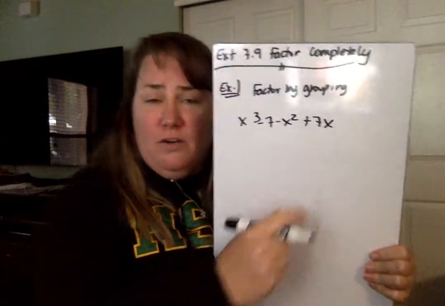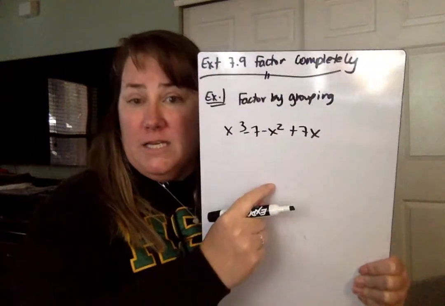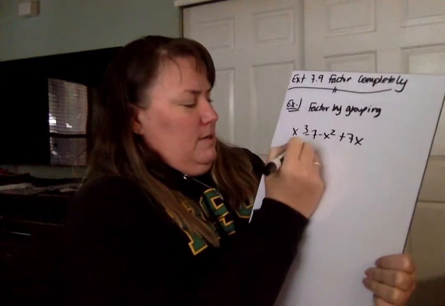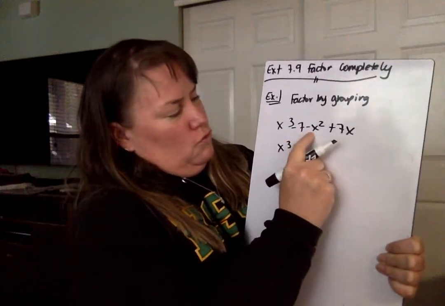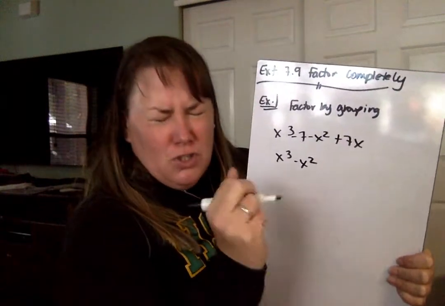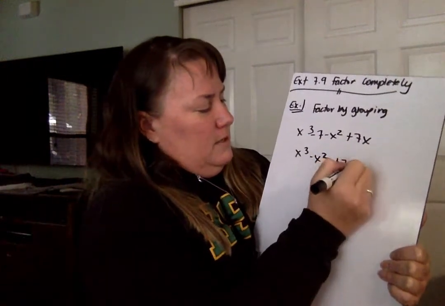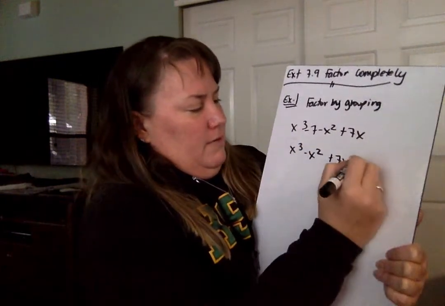Check to make sure it's in standard form. Highest degree over here, lowest degree there. It is not, so let's rewrite this. x cubed minus x squared. Don't forget your signs to the left. Super important. Plus 7x. And then a minus 7.